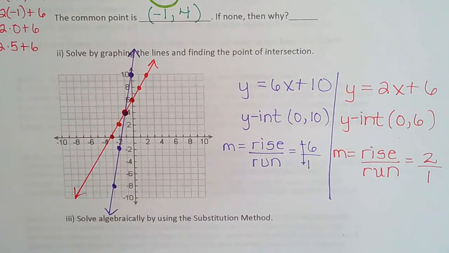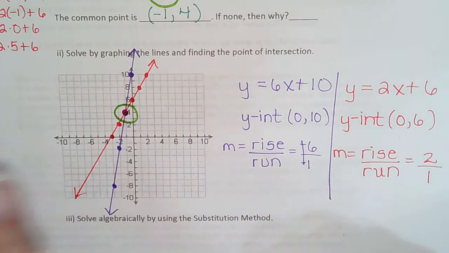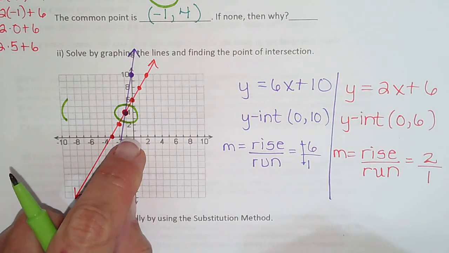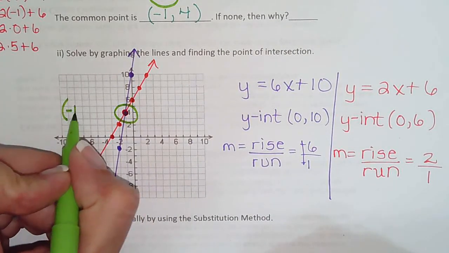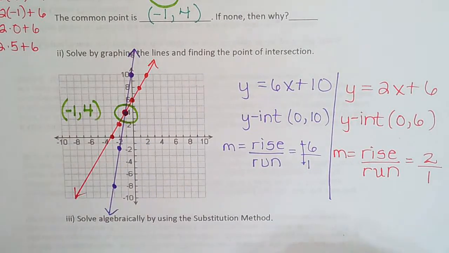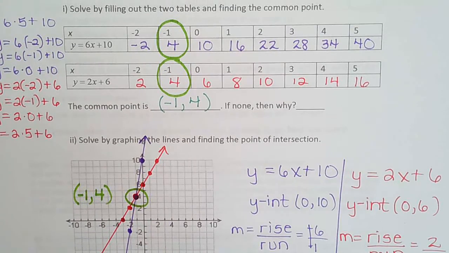And then remember, when we solve by graphing, we circle the point of intersection, and the last thing we do is write the coordinates of that point. So left 1 would be -1, up 4, so the point of intersection is -1, 4. Is that surprising? Nope, because that's the point that was in common in the table as well. So we're just doing the same thing but using different methods.